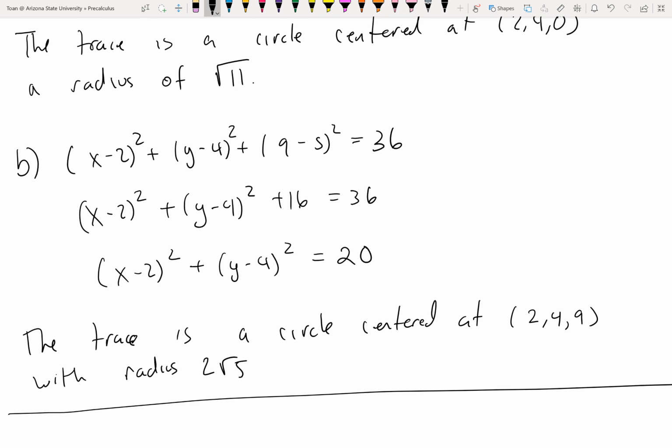So that's how you find the trace of a sphere. It's basically finding the equation of the circle that results from taking a sphere and slicing it up. When you slice a sphere, they'll usually tell you what the x value is, or what the y value is, or what the z value is, to plug it in.